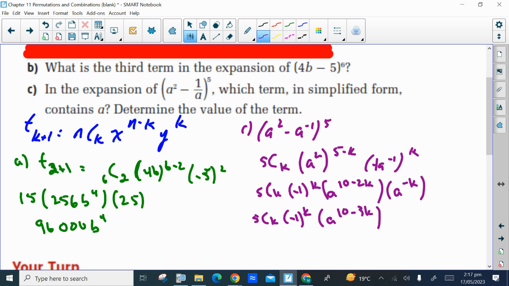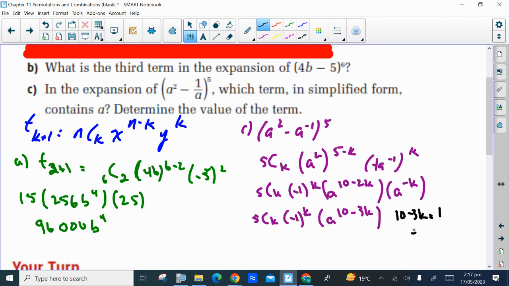We are looking for the term that has just a to the power 1. The exponent on a must be 1. 10 minus 3k must equal 1. Now we can solve for k. Okay?